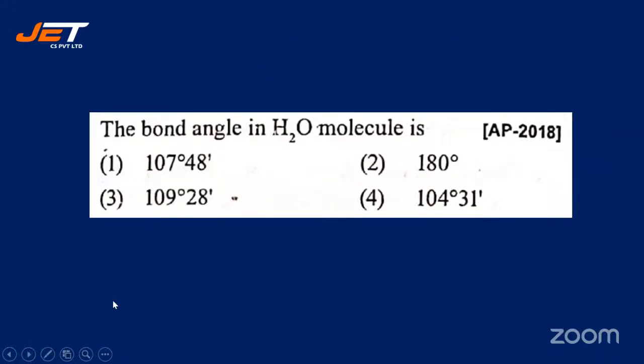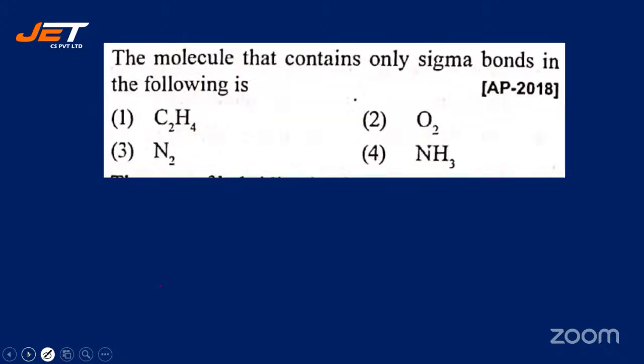Okay. Next question. The bond angle in water molecule is 107 degrees 48 minutes, 180 degrees, 109 degrees 28 minutes, 104 degrees 31 minutes. So Anil has mentioned it as option 4. Jansi as option 1. Let us see the right answer. It is 104 degrees 31 minutes. So who has answered it is perfect. 104 degrees 31 minutes is the bond angle of water molecule.